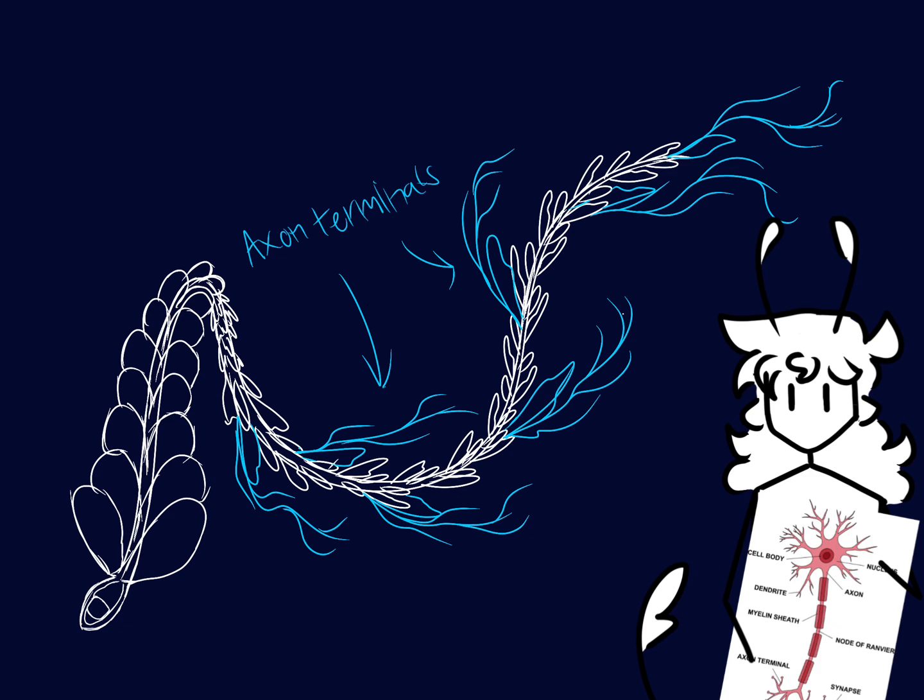Finally, the axon terminals, represented by the feeding polyps, are the endings of the axon that release neurotransmitters to the other cells.